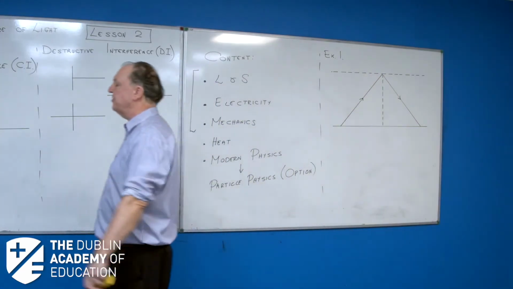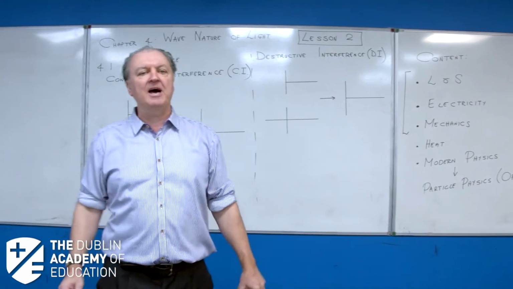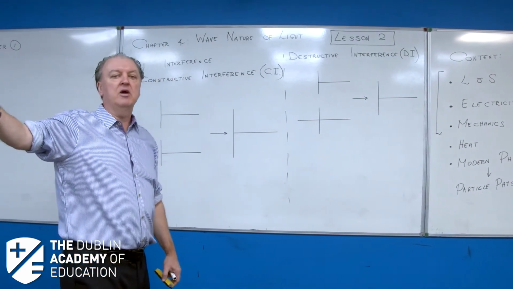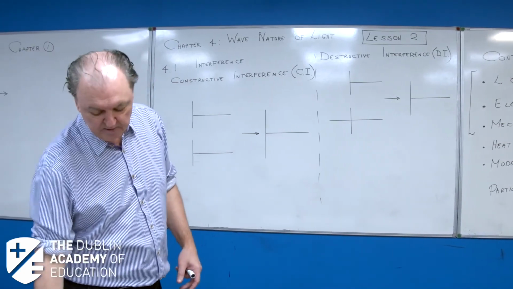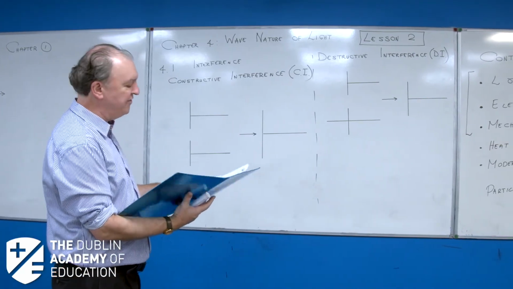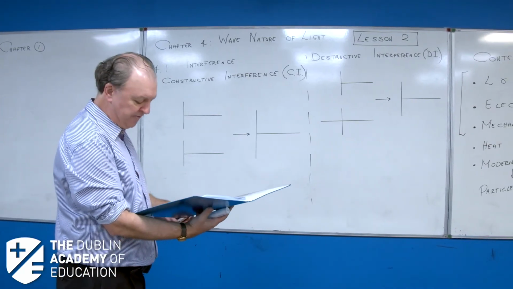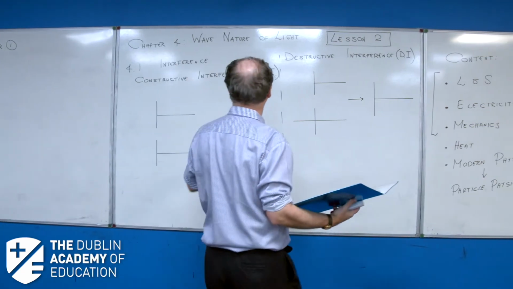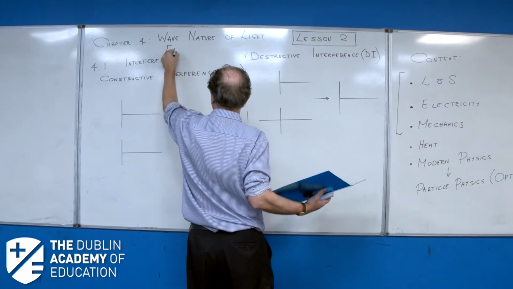I'm going to start with the parts that they ask most regularly on the higher level Leaving Cert. I'm going to go to chapter 4, which is called the wave nature of light. Chapter 4 is on page 44 in your notes.